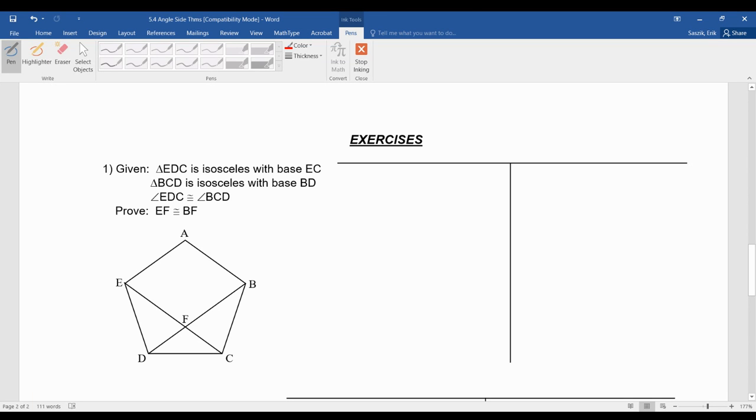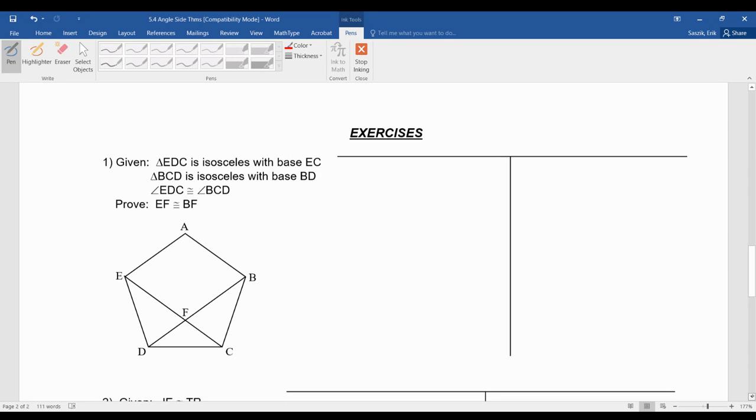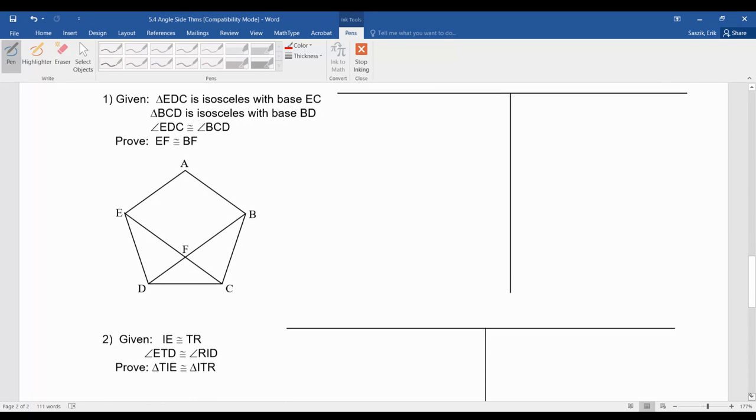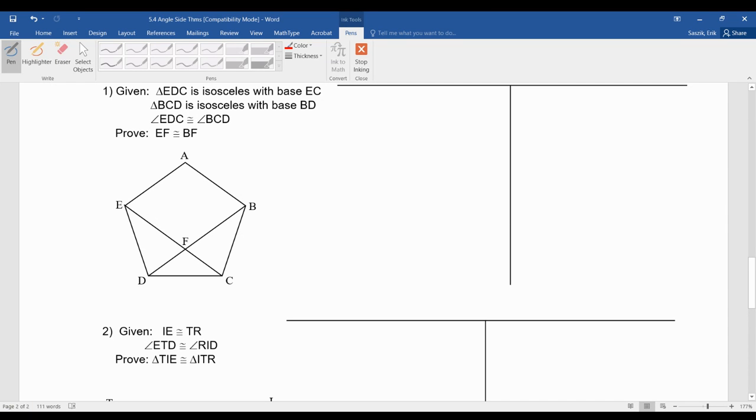So let's go to the back side. And take a look at this problem here. So we have EDC is isosceles with base EC. So that means that ED is congruent to CD, right? And then it says BCD is isosceles with base BD. That means this is congruent to that.